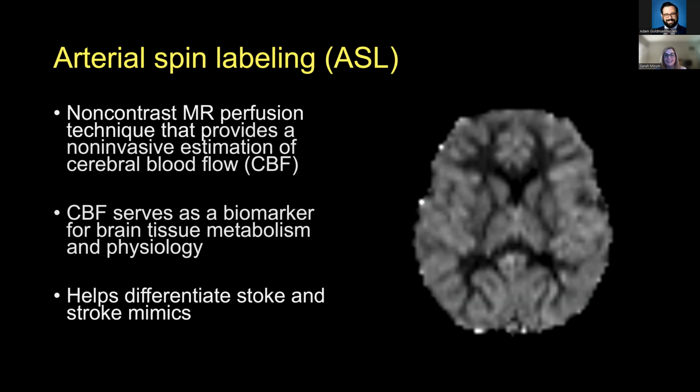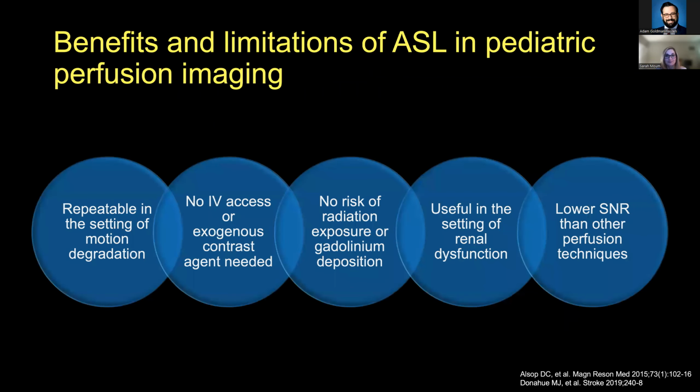I have displayed an example of normal ASL here. Just like contrast-enhanced perfusion techniques, a normal ASL scan will demonstrate increased flow in metabolically active areas like the cortex and the basal ganglia and thalami, with relatively decreased flow in the cerebral white matter. As you can perhaps tell from the imaging, ASL has lower signal to noise than contrast-enhanced perfusion techniques.